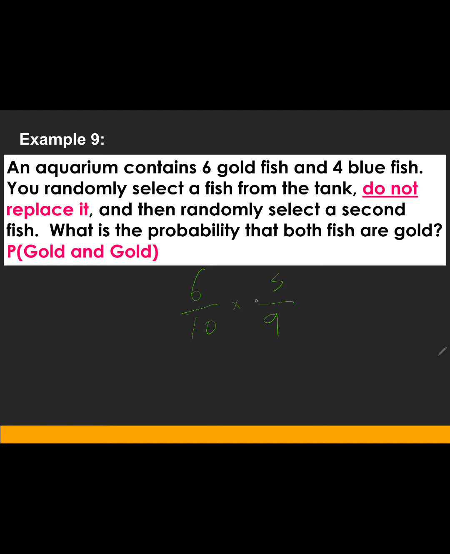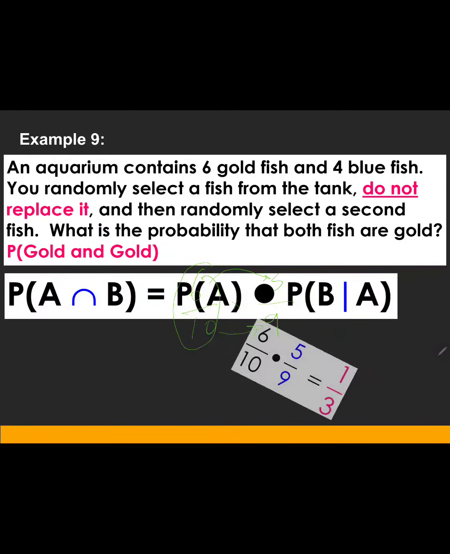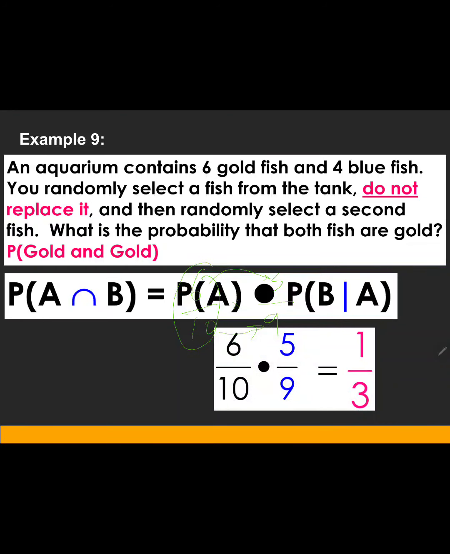And the reason why that happens is because it's a dependent probability, which means that the first event happens. After that, I just remove one fish, so the number of goldfish decreases to 5, and the total number of fish in the tank decreases to 9. And this is the reason why my total probability is going to be 6 over 10 times 5 over 9, which is equal to 1 over 3.